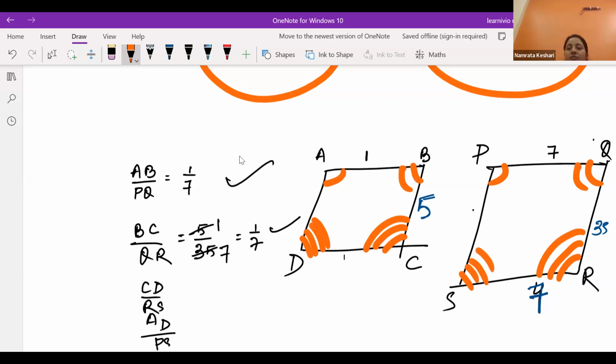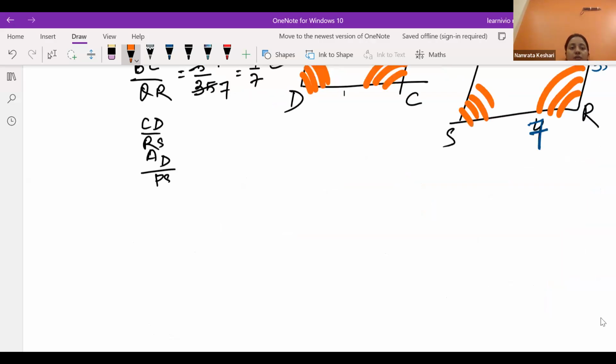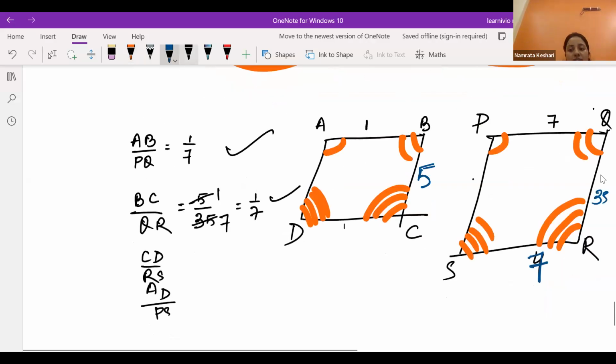But when we are talking about a circle, we don't know how to compare. Do we have so many sides? No.